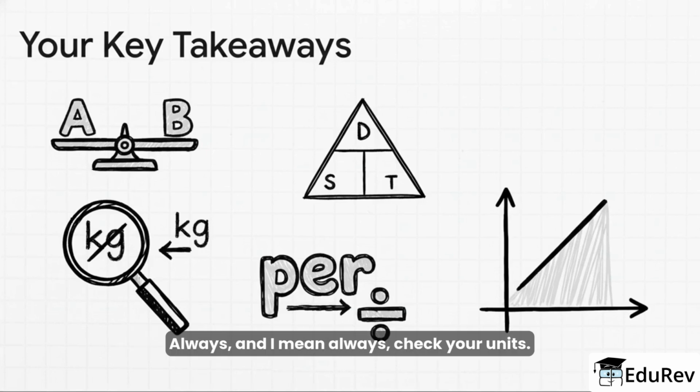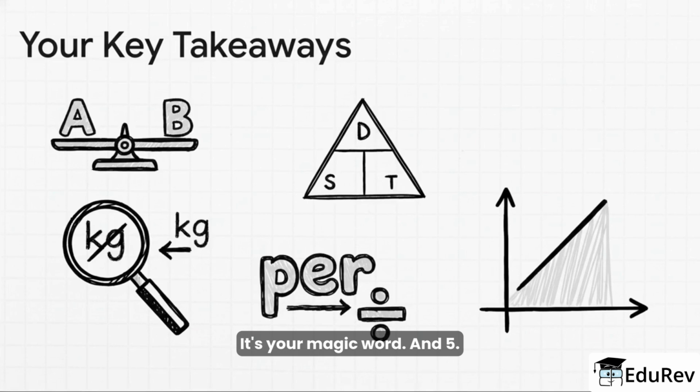3, always, and I mean always, check your units. 4, the word per means divide. It's your magic word. And 5, in a graph, a steeper line means a faster rate. You nail these 5 points, and you are going to be in fantastic shape.